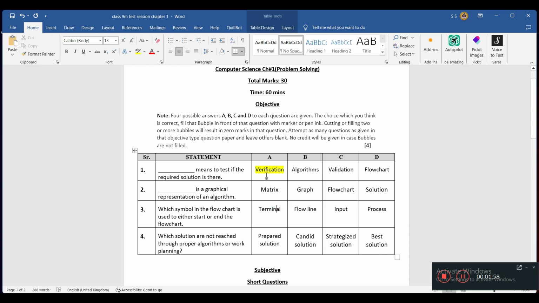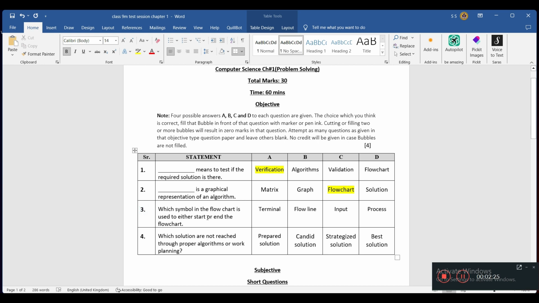Point A. Question number 2. Blank is a graphical representation of an algorithm. Part A, matrix. B, graph. C, flowchart. D, solution. It's pretty clear that the graphical representation of an algorithm is called a flowchart. So point C is the correct answer.